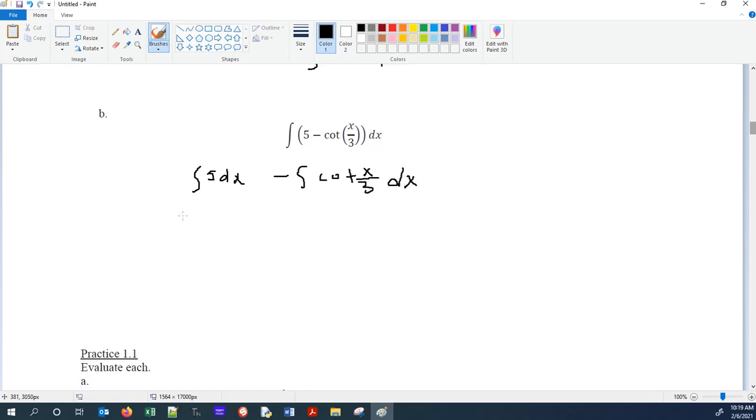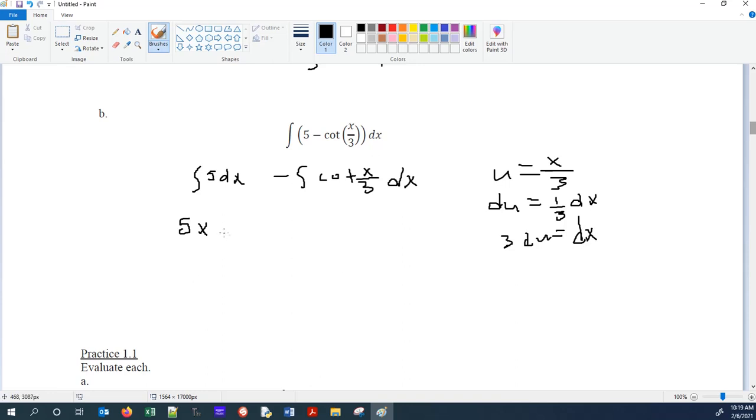So this one's easy. That's just 5x plus c. I'll wait and do the plus c later. I need to do a little u substitution here, so I'll let u equal x over 3. So du is equal to 1/3 dx. So that makes 3 du equal dx.